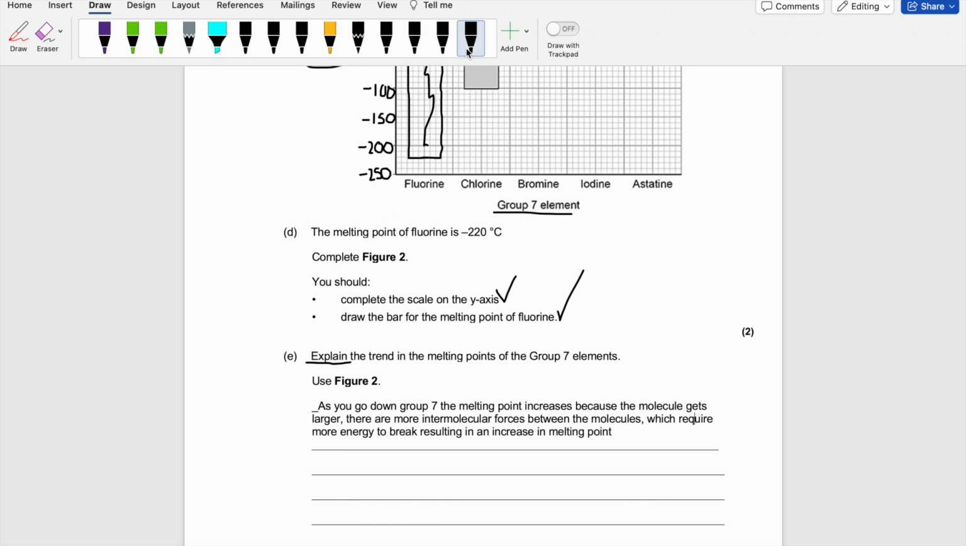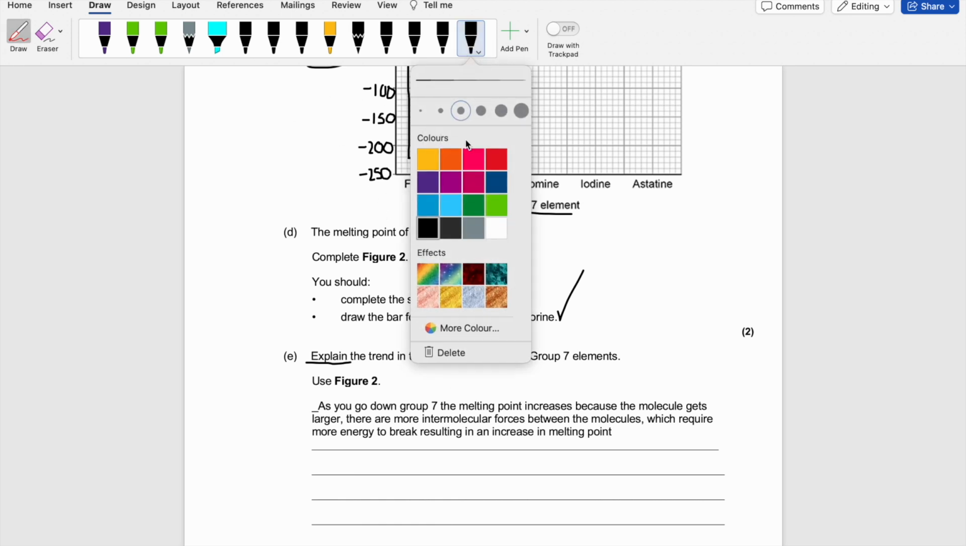Okay, so let's have a little look at where we're getting those marks from. So it says as you go down group 7, the melting point increases. So we're not going to get any marks for that because we've not explained it, but it's better to state it so that we know what we're talking about.